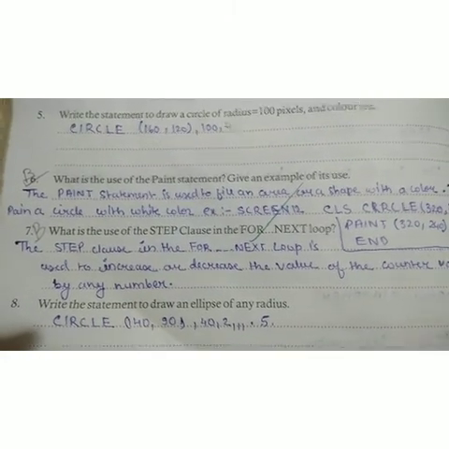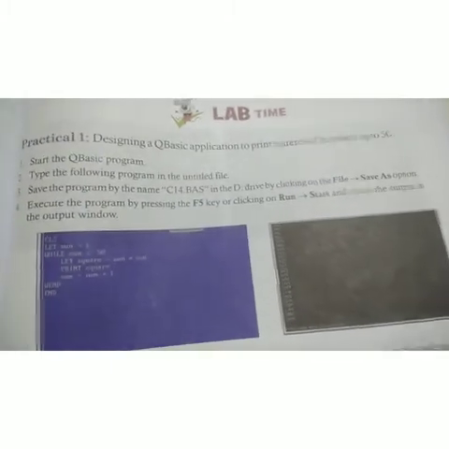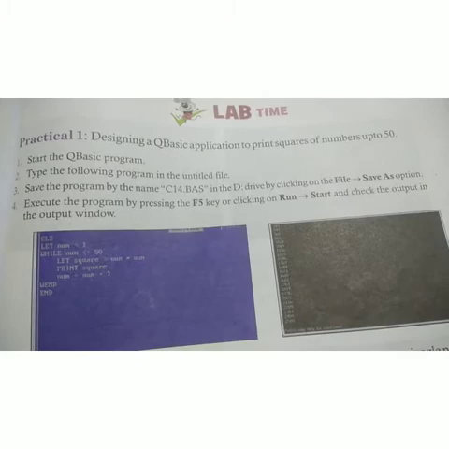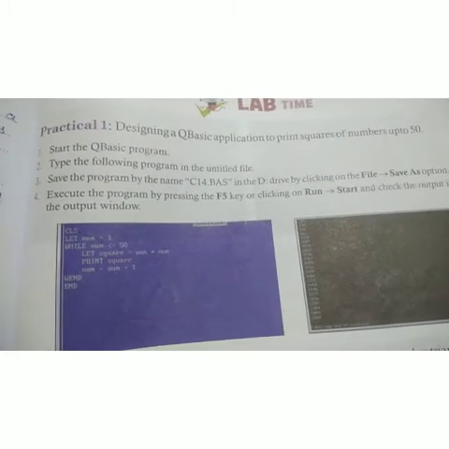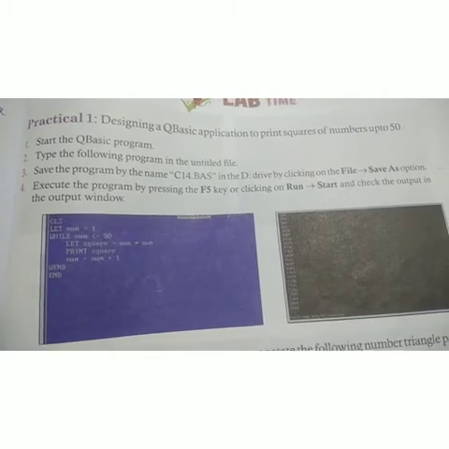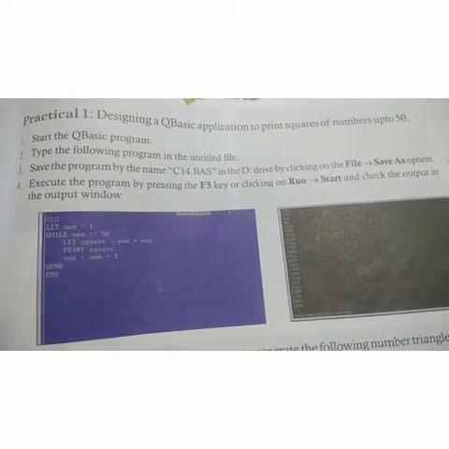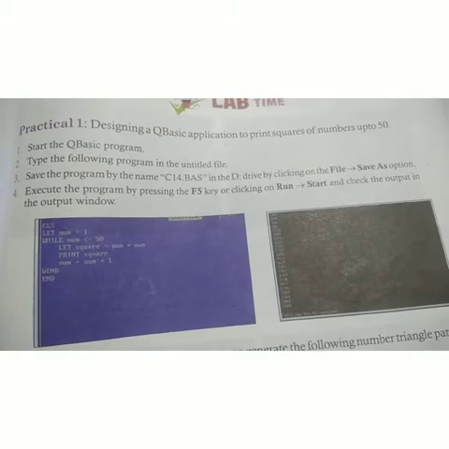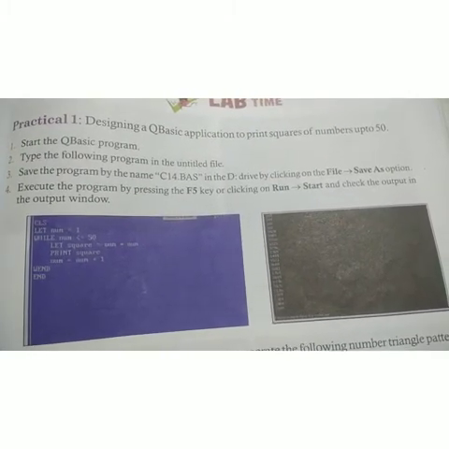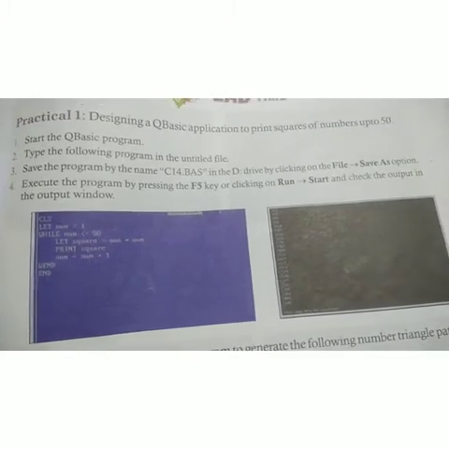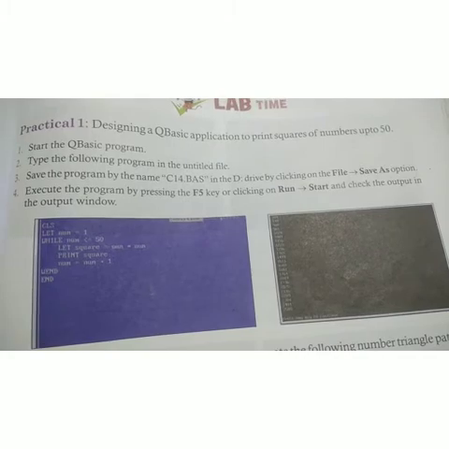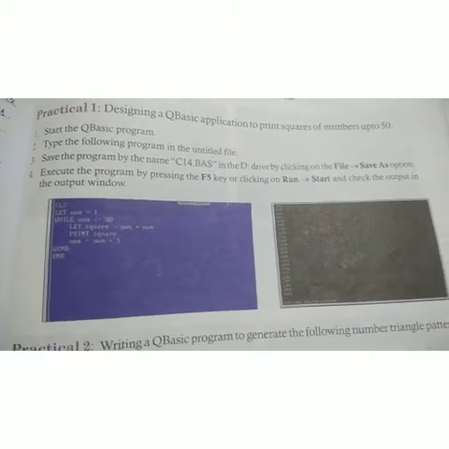Okay students, now see the lab time activity. Practical first: designing a QBasic application to print the squares of numbers up to 50. Just try it yourself. Start the QBasic program, type the following program in the untitled file, then save the program by the name c14.bas in the D drive by clicking on the File Save As option. Now execute the program by pressing the F5 key or clicking on Run Start and check the output in the output window.